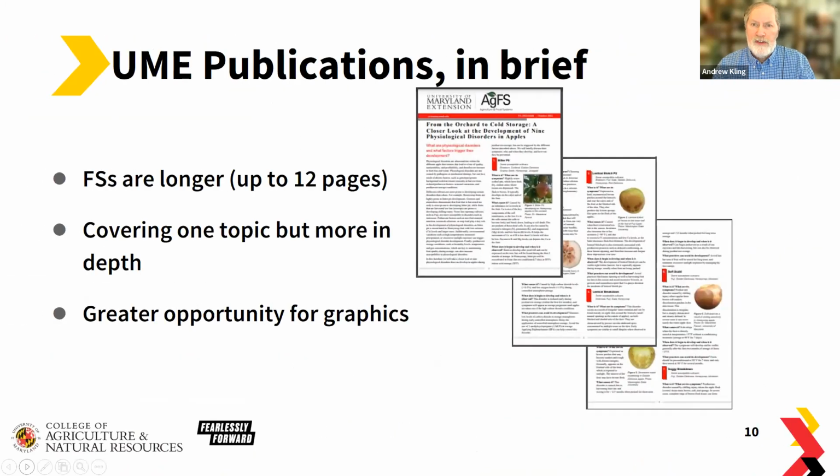The next one in size is the fact sheet. And we often get people who write to us and say, I'm interested in putting together a fact sheet. And they use that as a general term for any UME publication. Fact sheet is a specific type. It's generally 3 to 12 pages. It still is covering one topic, but it goes into more depth. And it's a great opportunity for graphics.